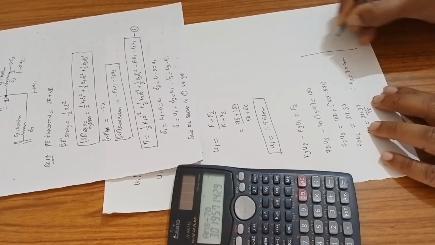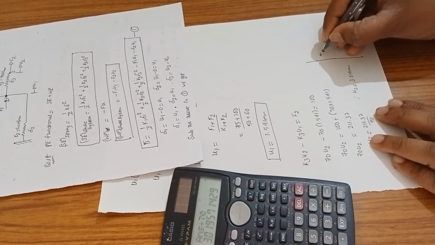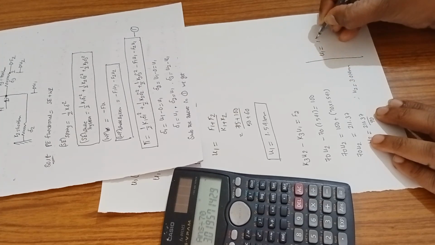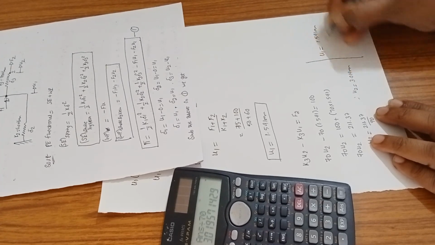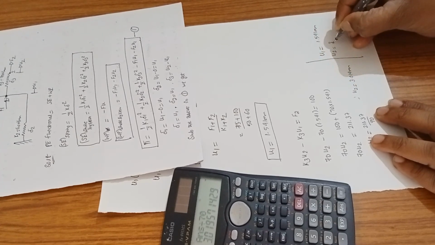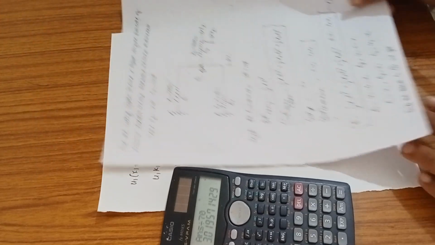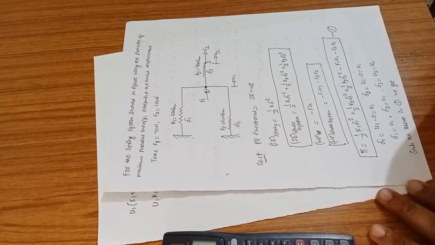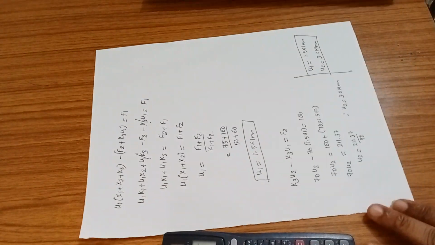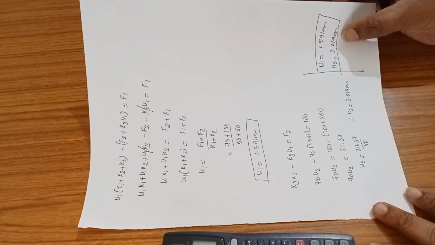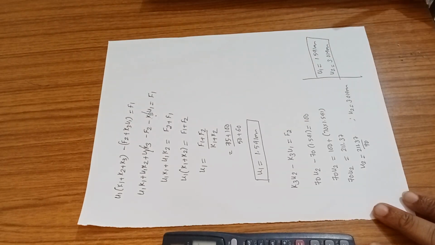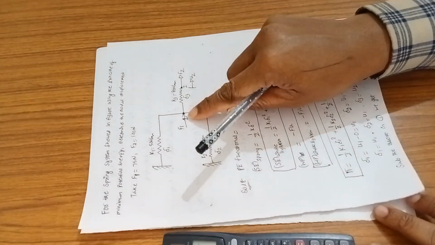So we have finally got the answers. U1 is 1.591 mm and U2 is 3.019 mm. We have obtained both the nodal displacements at node 1 and node 2. Thus we have obtained all the answers: U1 is 1.591 and U2 is 3.019. They are nothing but the displacements at node 1 and node 2.